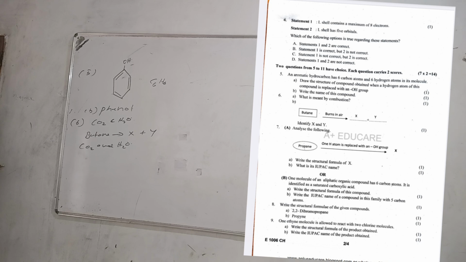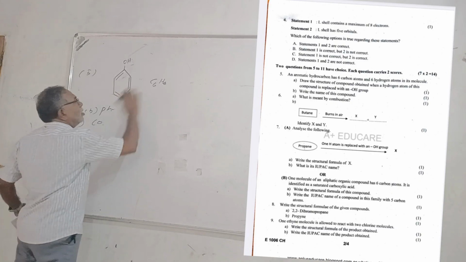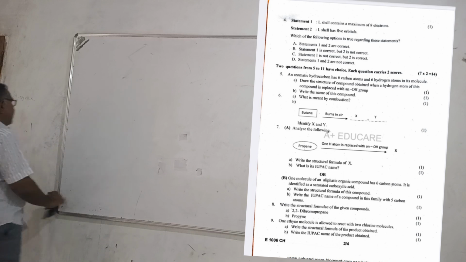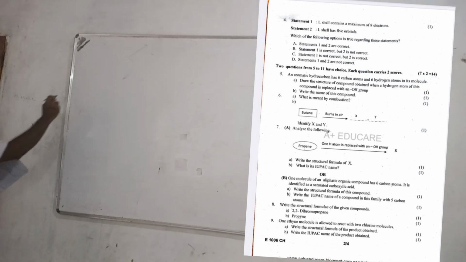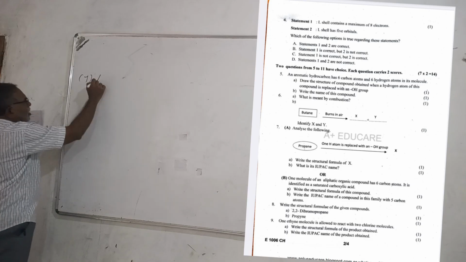Okay. Write the structural formula of X. Identify X and Y. Now, seventh question. Analyze the following. Propane. One hydrogen atom is replaced with an OH group. Seventh question, question A.